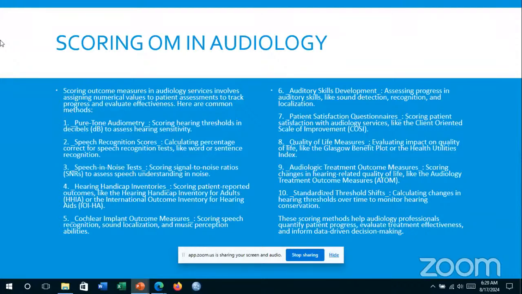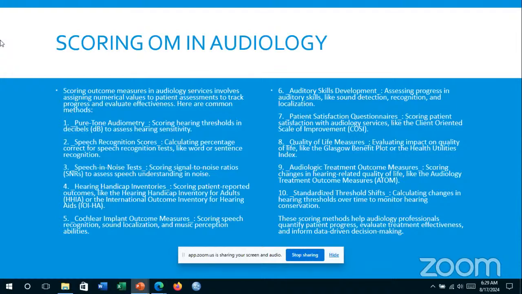length-oriented scale of improvement, quality of life measure, evaluating implant. When you're evaluating the impact on the quality of life, you can use the Glasgow Benefit Plus or the Health Utilities Index. Another one. These scoring methods help audiology professionals to quantify patient progress, as I said, and it evaluates treatment effectiveness and informs data and decision making.